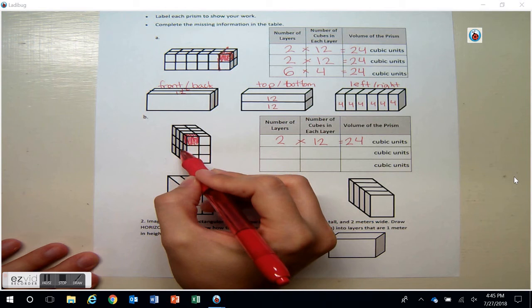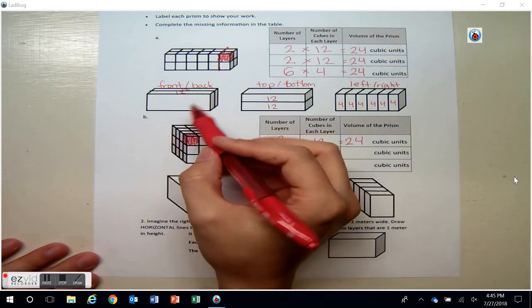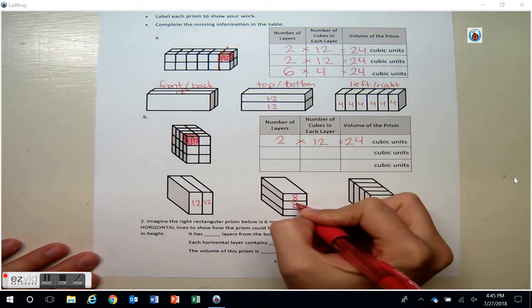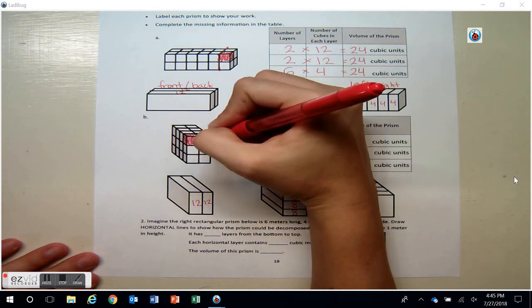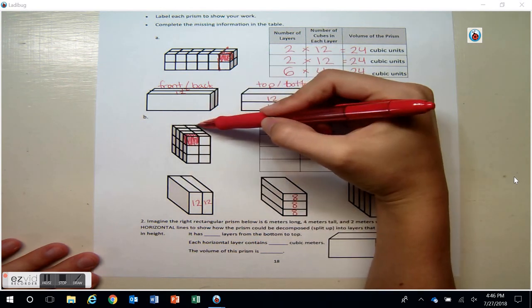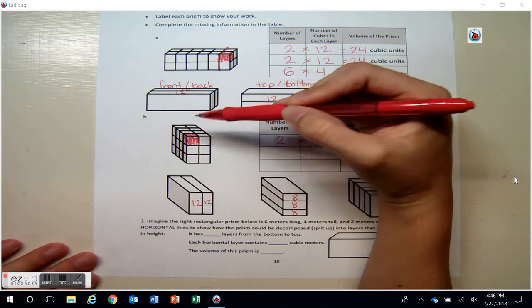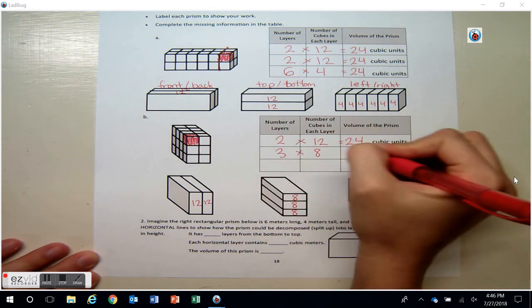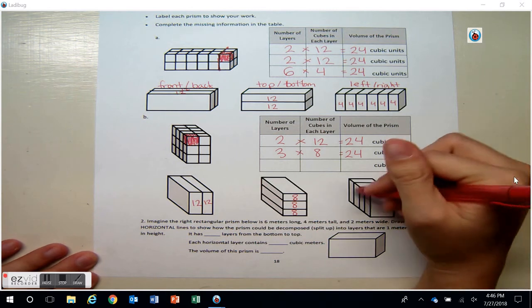Here we go, partitioning it this way. See these layers here? Partitioning it this way, I see that I have 3 layers. Each layer is going to have 1, 2, 3, 4, 5, 6, 7, 8 cubes in each layer. See this layer, this top layer right here? This is all the top layer. And I counted just the cubes that I see on the top. I just counted those faces to make it easier. I have 3 layers of 8 cubes, which gives me again a volume of 24 cubic units.